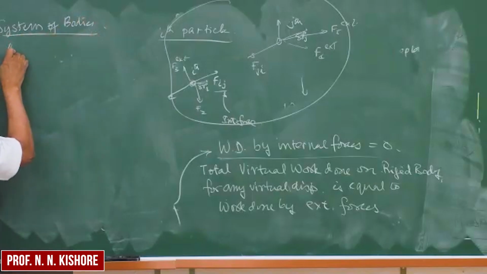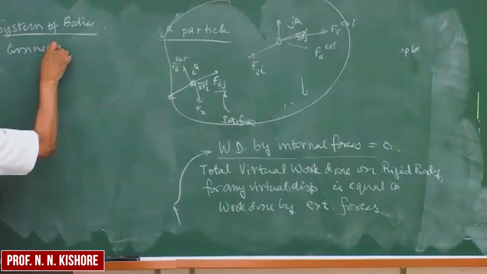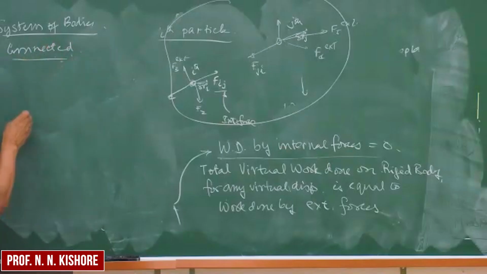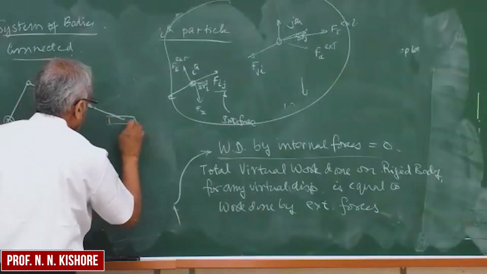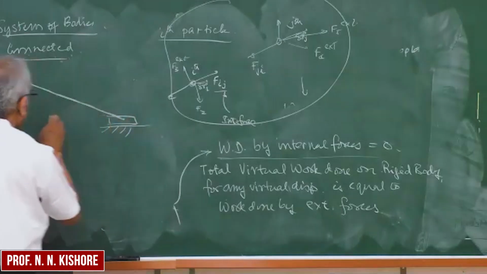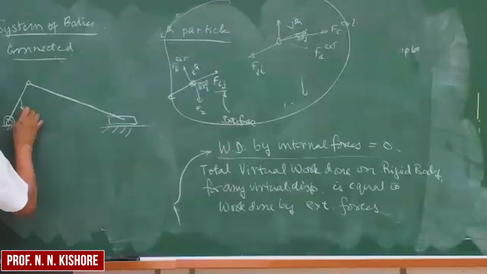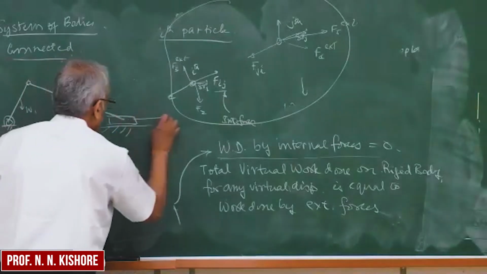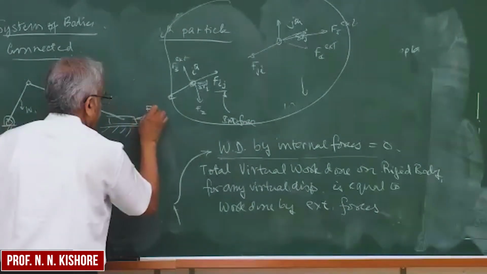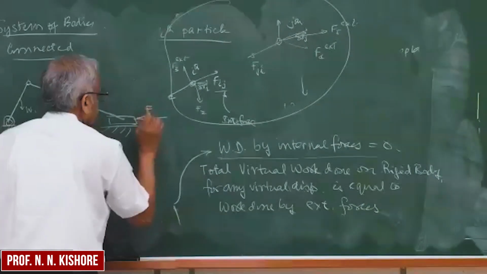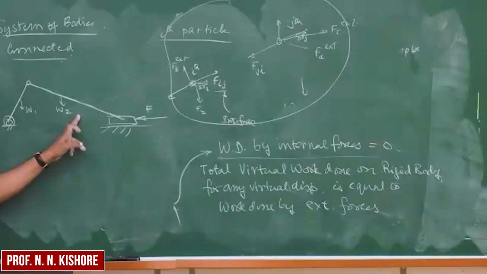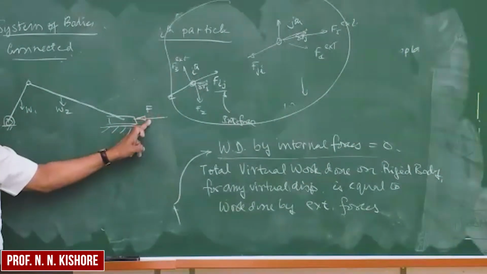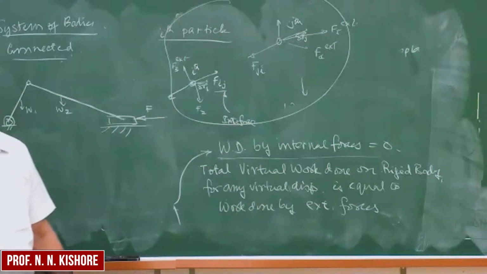Bodies connected, and we come across many things like a crank and connecting rod, and say, let us say it has some weights, and then there is some force here. Okay, so this is under the action of this W1 and W2 and an action force F. This is under equilibrium, right?